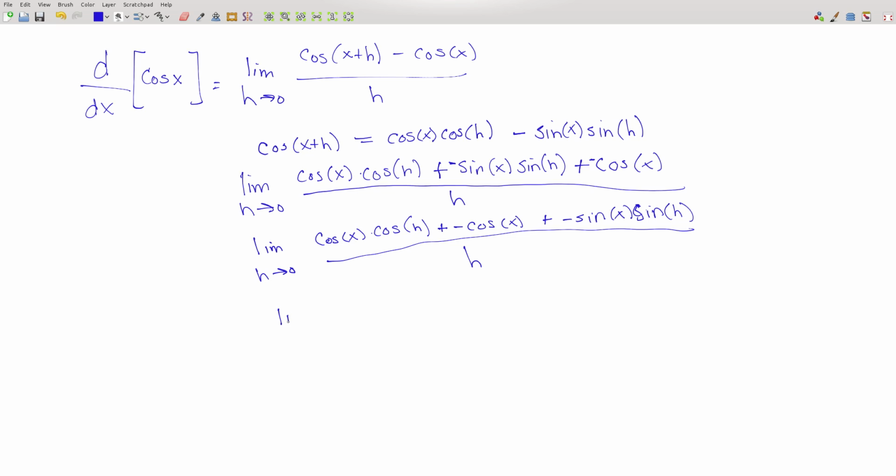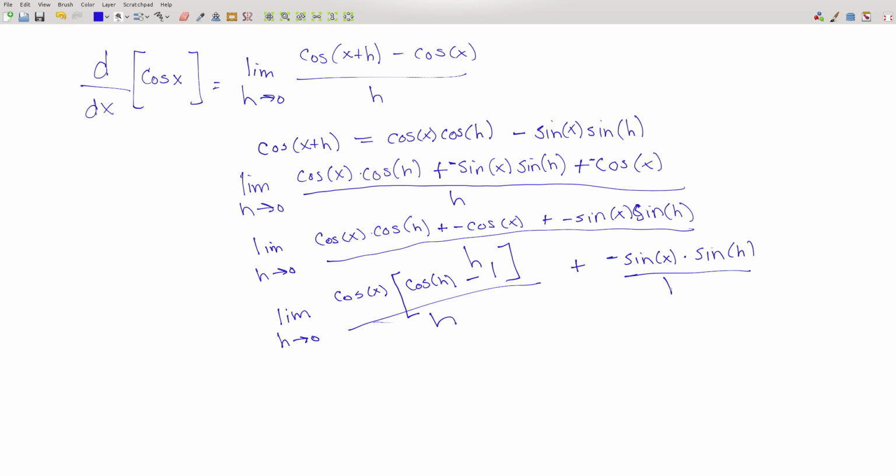So this is now the limit as h goes to 0 of the cosine of x, and what we have on the inside then is a cosine of h minus 1, and this is all over h, plus over here we have a negative sine of x times the sine of h, and it is also over h.